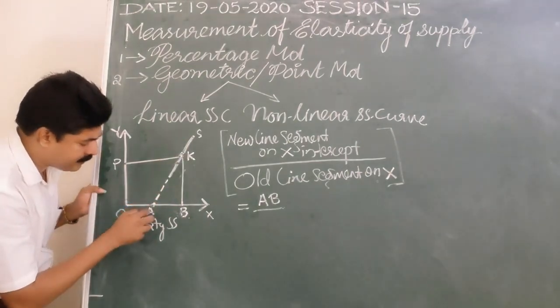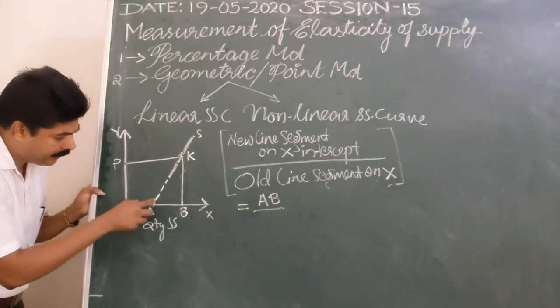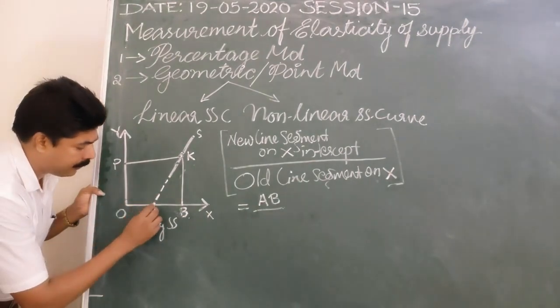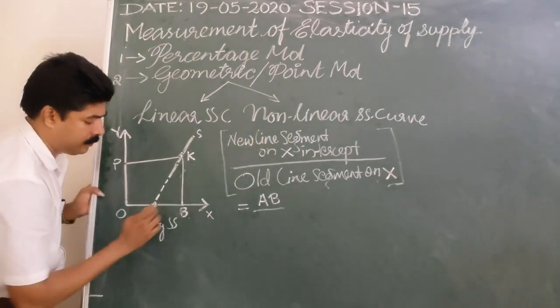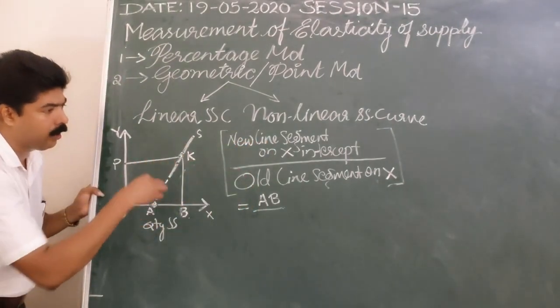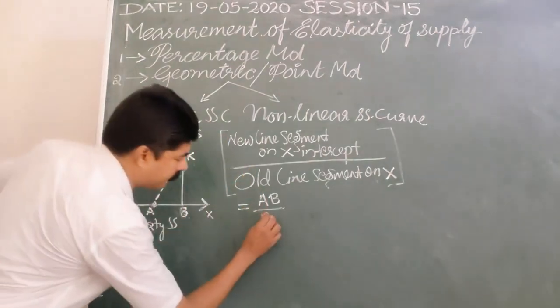The new line segment is AB. I extended the line and joined it on the x-axis. From there I made a point and marked AB. So that is my new line segment, AB. And my old line segment is already there. What is the old line segment? OB. So I have written OB.